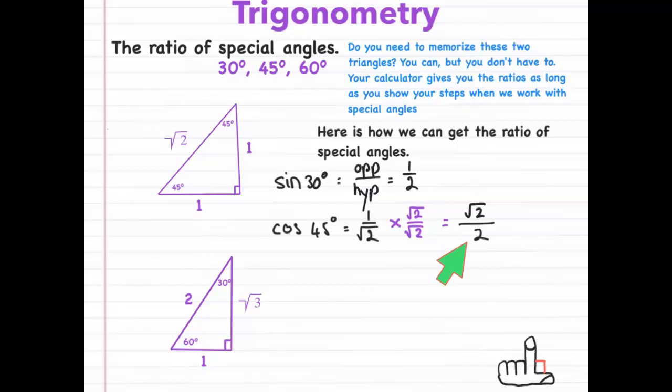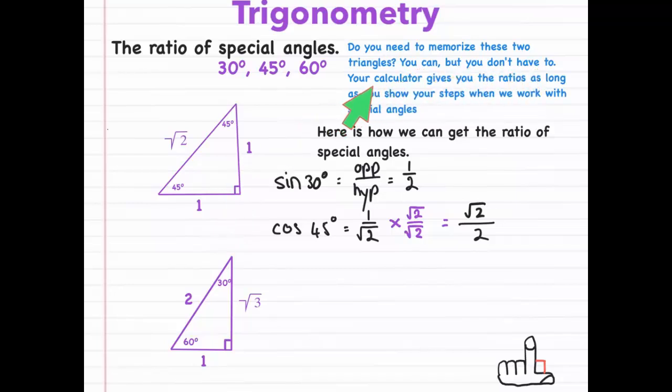And you can test this now. So instead of just knowing your triangles and going through all of this, just take your cosine of 45 degrees on your calculator, press equal, and you'll end up with square root of 2 over 2. So they already rationalize the denominator for you anyway on your calculator. So again, do you need to memorize these two triangles? Well, you can, but you don't have to.